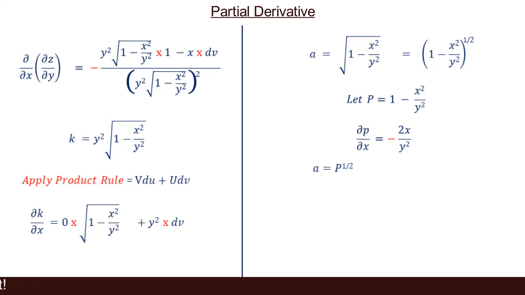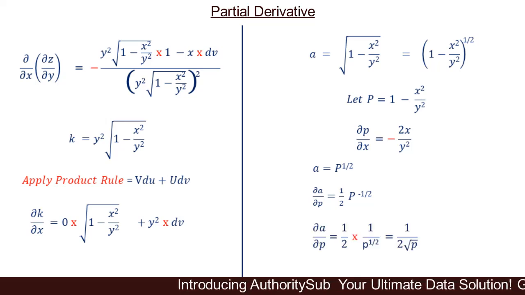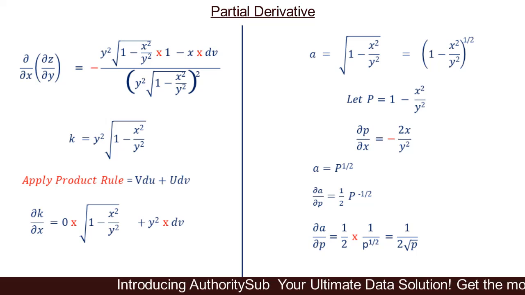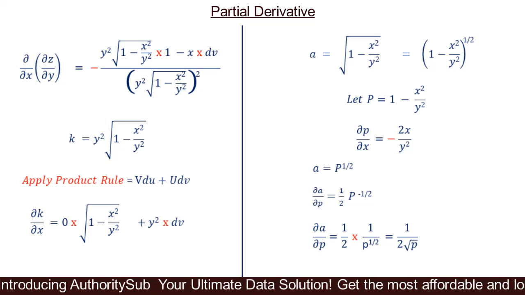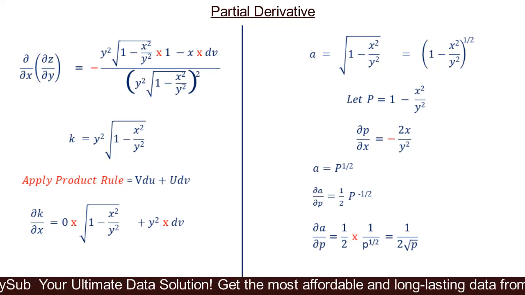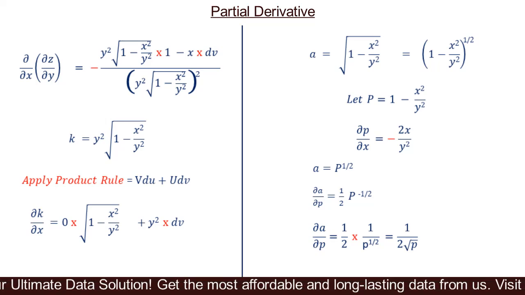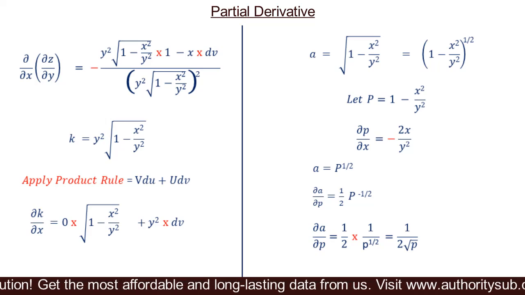So when we do that, we are going to see that the partial a all over partial p is equal to 1 all over 2 multiplied by p raised to the power of minus 1 all over 2, okay? Which is the same as saying 1 all over 2 times 1 all over p raised to the power of 1 all over 2. Then p raised to the power of 1 all over 2 is the same thing as saying root p. So here we have that the partial a all over partial p is equal to 1 all over 2 root p. Okay?